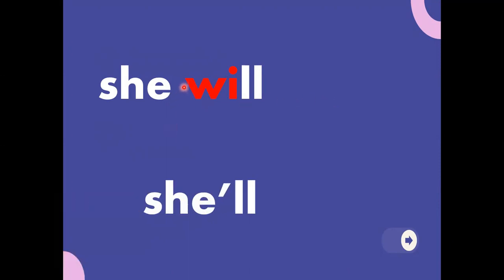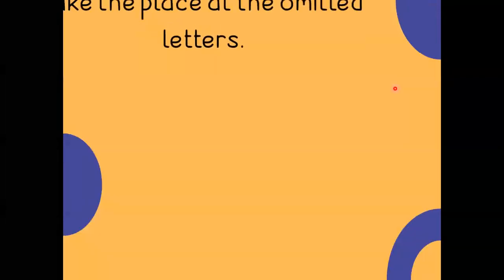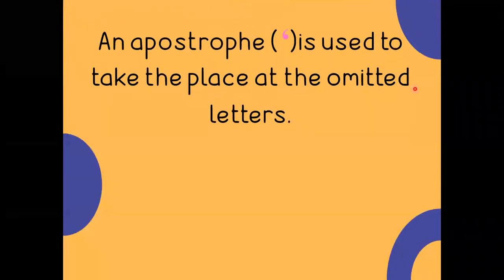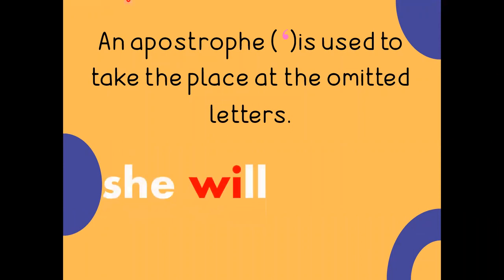So, we omitted the W and I, and these letters were transformed into an apostrophe. Okay, an apostrophe is used to take the place of the omitted letters. Again, an apostrophe is used to take the place of the omitted letters. For example, the word she will becomes she'll. We omitted the W and I letters and then changed that into an apostrophe.